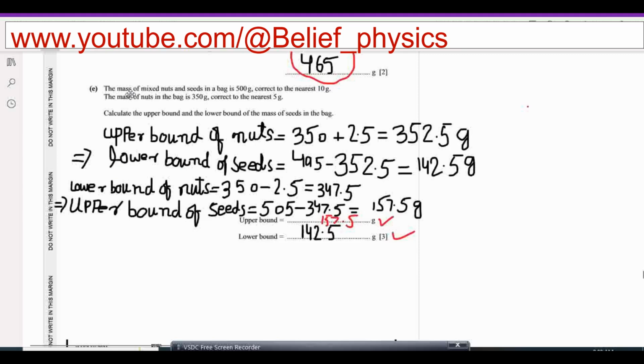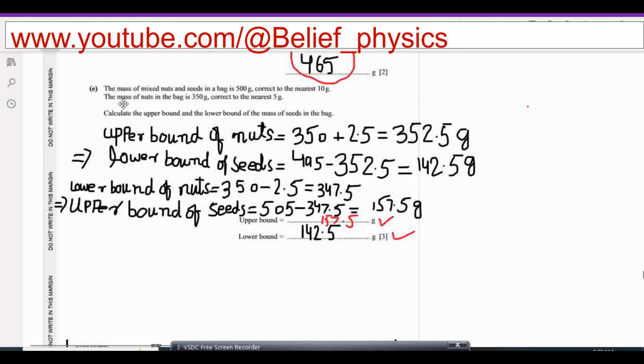Next is: the mass of mixed nuts and seeds in a bag is 500 grams, correct to the nearest 10 gram. It means the upper bound of this will be 505, because 10 over 2 is 5. In order to find the upper bound, we add half of the least count, and for the lower bound we subtract half of the least count. Least count is 10 here, so 10 over 2 is 5. So 500 plus 5 is 505, the upper bound of the total mass, and the lower bound is 495. So keep it in mind.